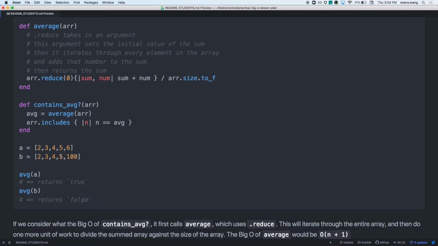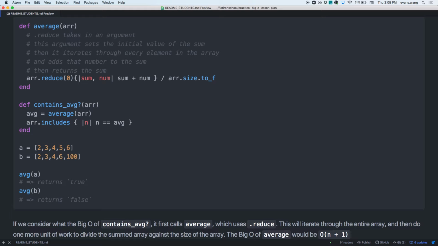But the idea here is, if I want to run this, dot includes, and check it after it's run through the average function, what would you describe the big O of this method? If I wanted to find whether or not the average is actually inside the array that I gave you, because that's what it's asking for, right? First you have to find the average, and then you have to ask, hey, is that average even in the array already? So obviously with A it's true, and with B it's false. That 100 really is just messing up the curve there. So how long do you think this will take to run? What's the big O of this?